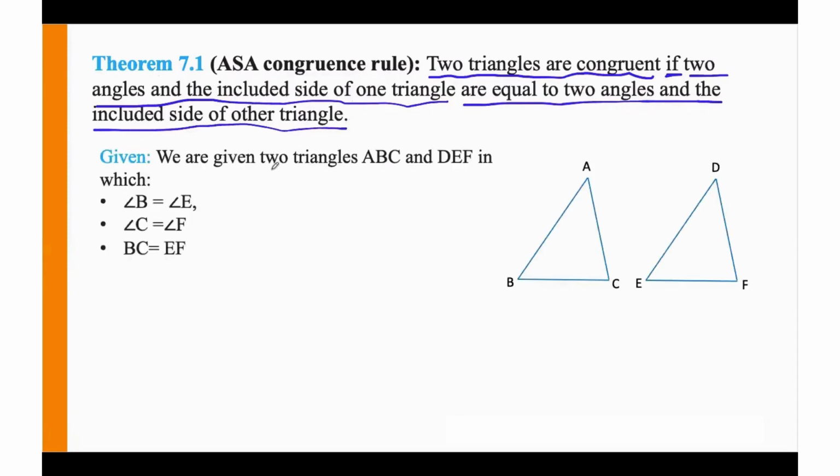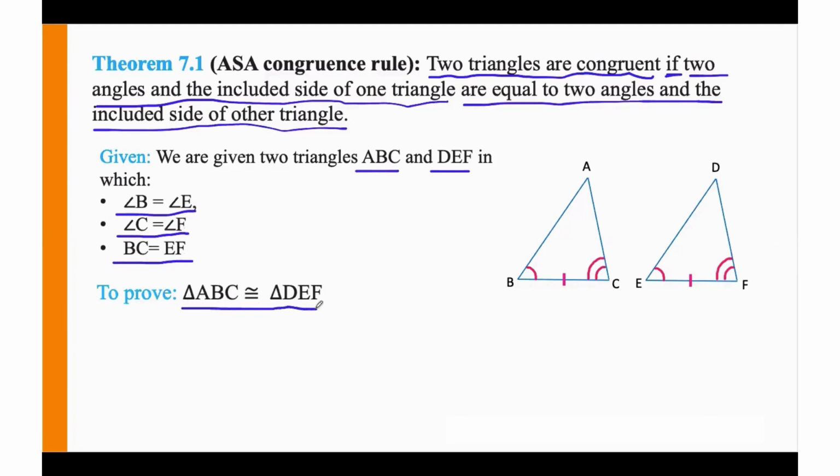So we are given two triangles ABC and DEF, in which we have angle B equal to angle E, angle C is equal to angle F, and the included side BC is equal to EF. This information is given to us. We need to prove that triangle ABC is congruent to triangle DEF. Now let us understand the proof.